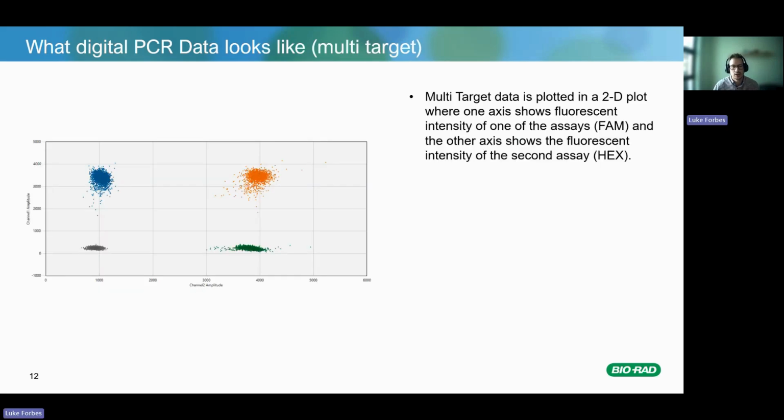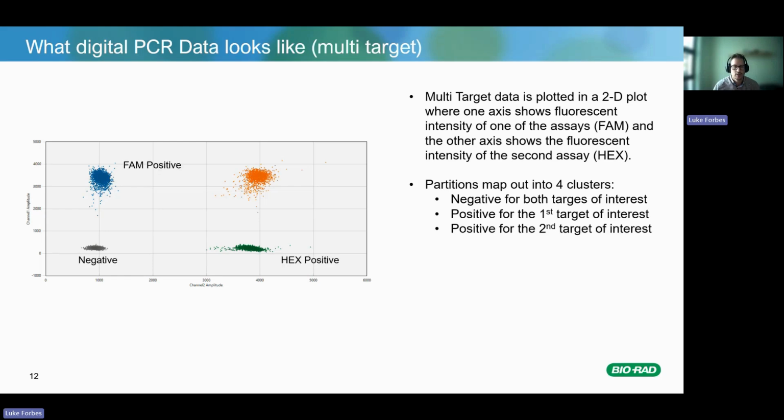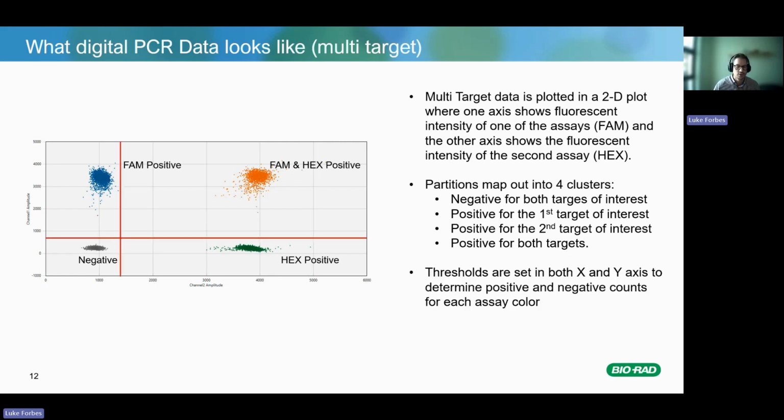This is what your data will look like if you start to look at it in a 2D multi-target assay. So in the top left, you're targeting one target, and in the bottom right, you're targeting another. And then in the center, that orange highlighted partition is a double positive, as you'll see as we work through the slides. So it's positive for both targets. And then again, all the software has to do is count FAM positive plus FAM-HEX positive over negative, and then it will be able to give you a copies per microliter. The software just automatically tells you the copies per microliter.